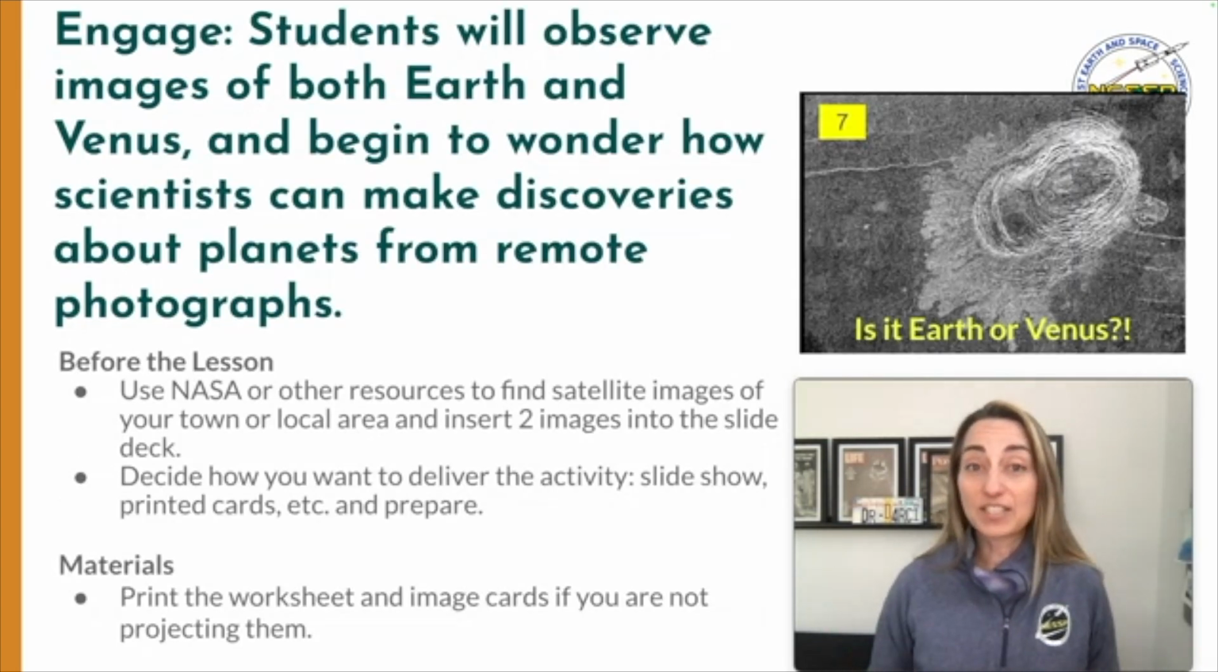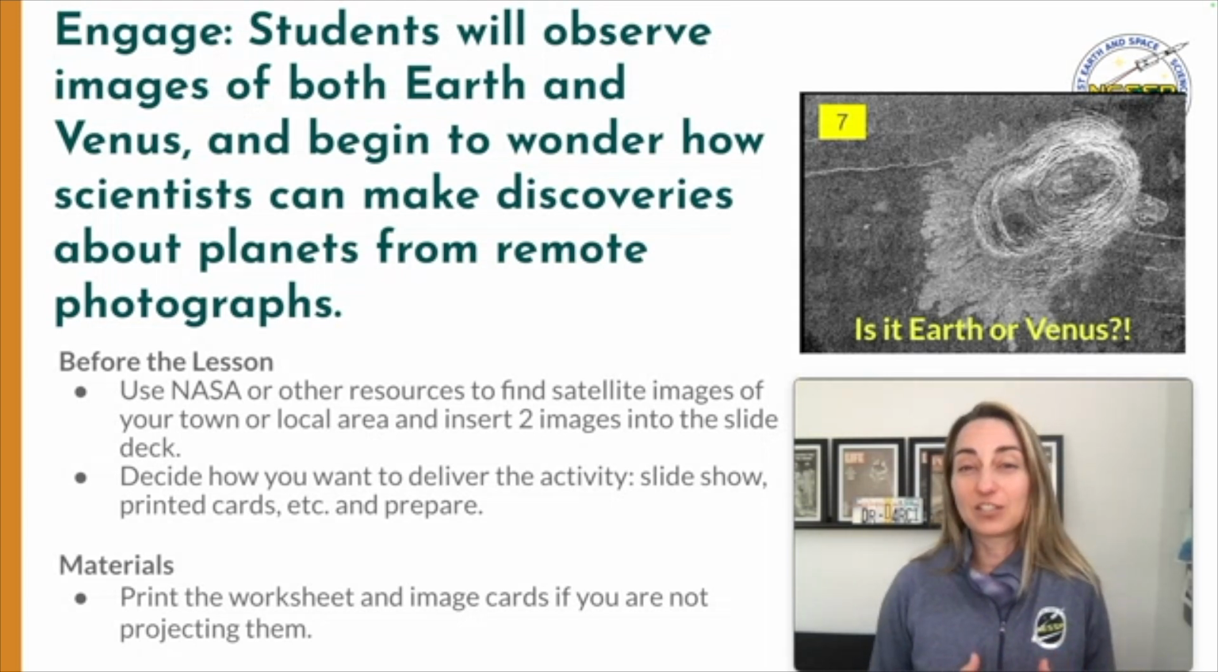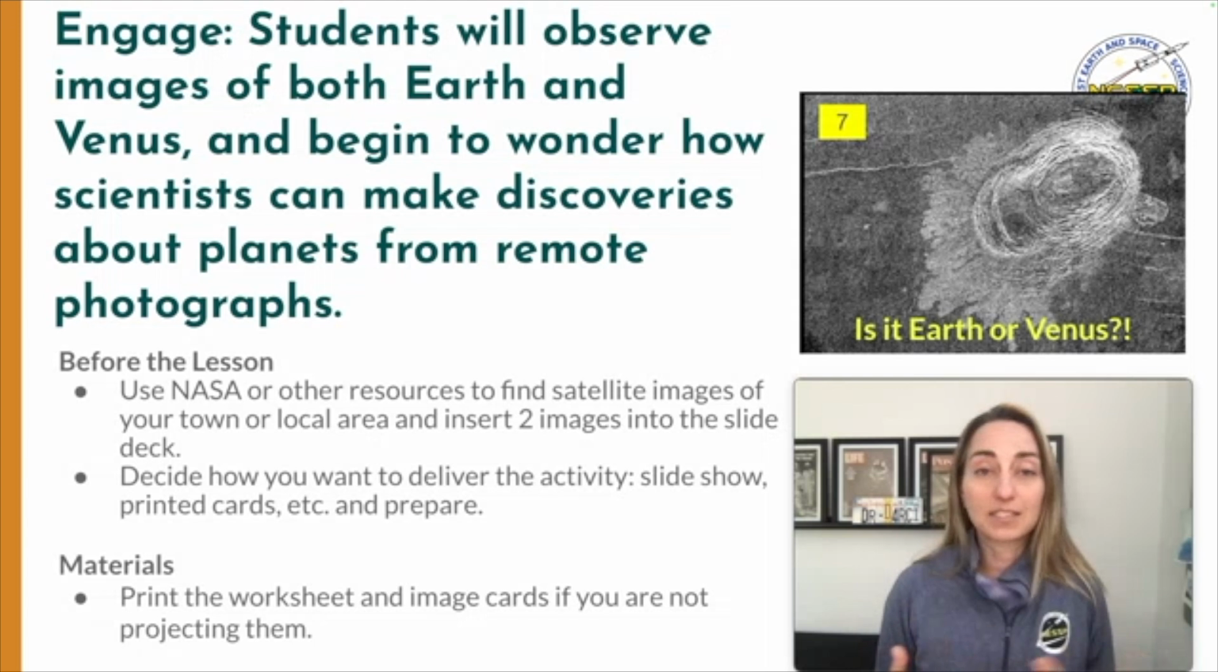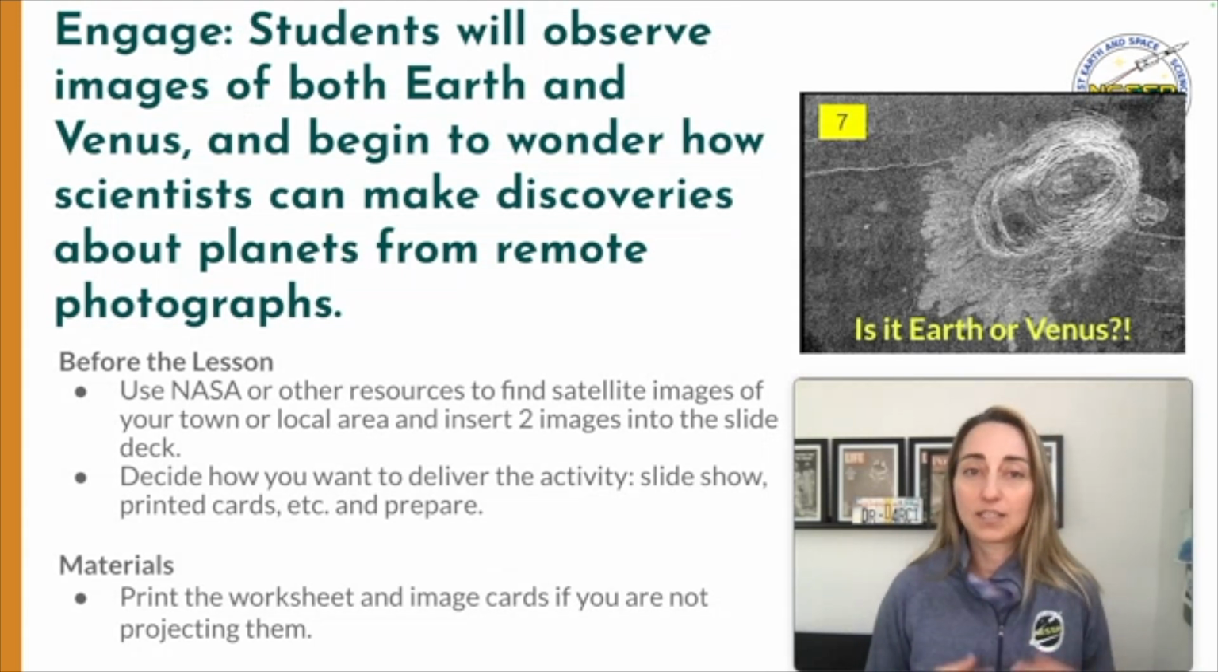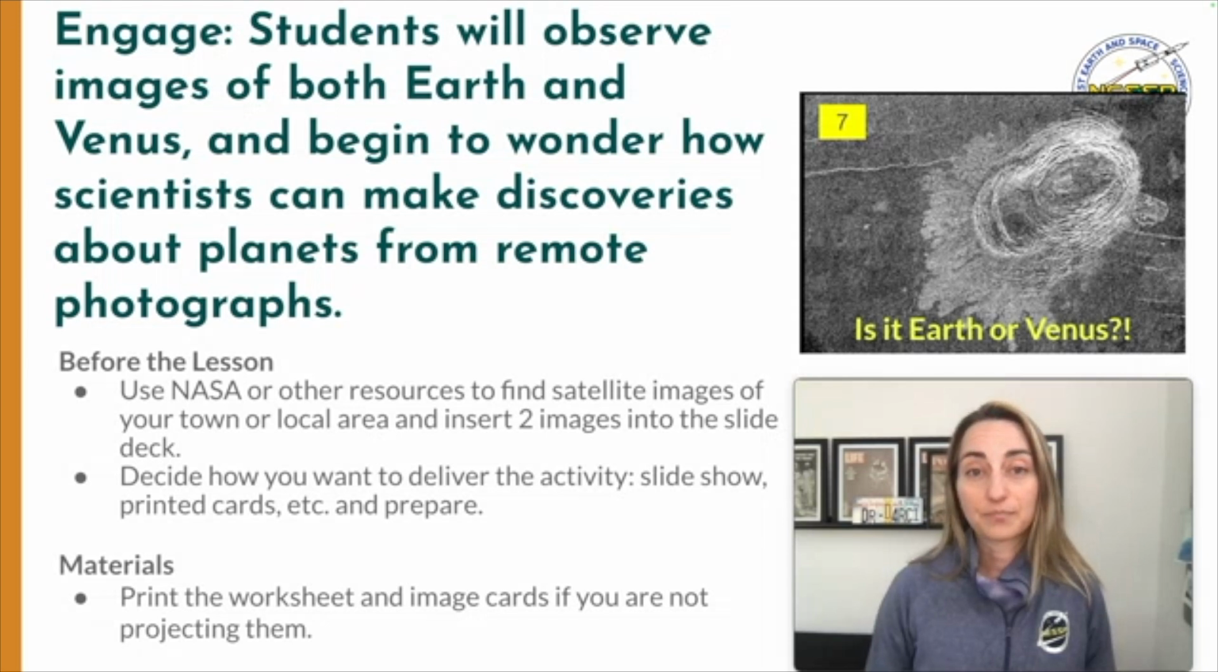Okay, in the Engage section, students will examine satellite images of both Earth and Venus, along with a few local images that you will provide ahead of time. The student's task will be to determine whether each image shows Earth or Venus, which is a little bit trickier than you might think because Earth can look surprisingly unfamiliar from above. There are also optional follow-up activities that encourage students to dig deeper, exploring what they're seeing, thinking about the scale of the features, and connecting those things to things they're more familiar with here on Earth.